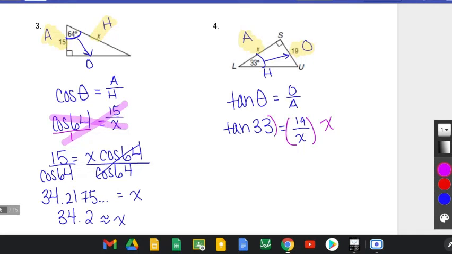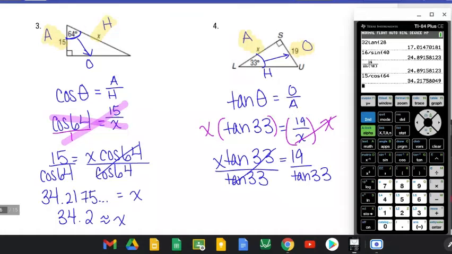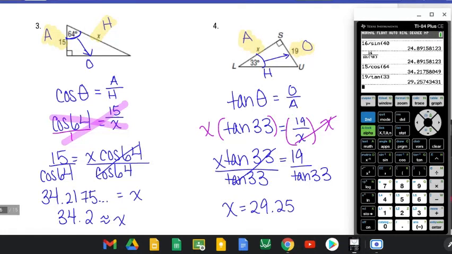Again, for this one, I'm just going to multiply both sides by the denominator. X times the tangent of 33 is equal to 19. And I'm going to divide by the tangent of 33 to get x by itself. Let's see what that is. 19 divided by the tangent of 33. 29.2574, or about 29.3.